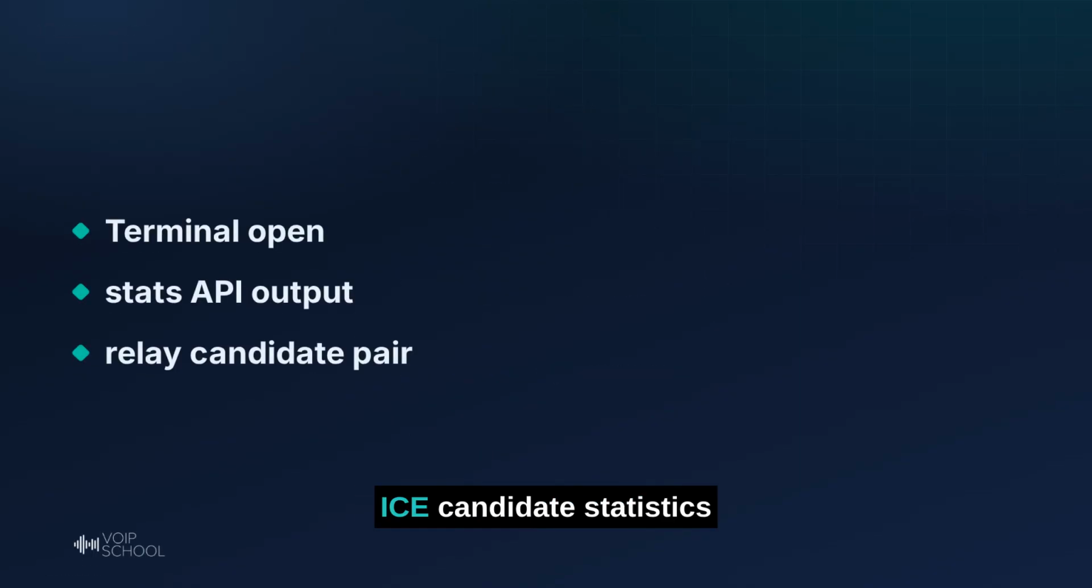Run a pilot with ICE candidate statistics enabled. Look at the selected candidate pair for each call. If the selected pair is relay, that call relayed. For a consumer product, assume 20 to 30% relaying.